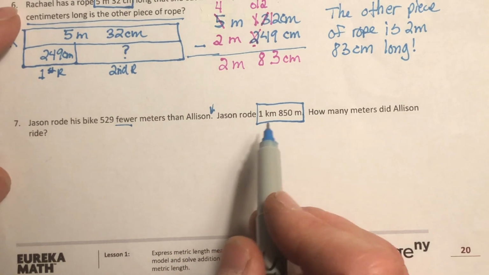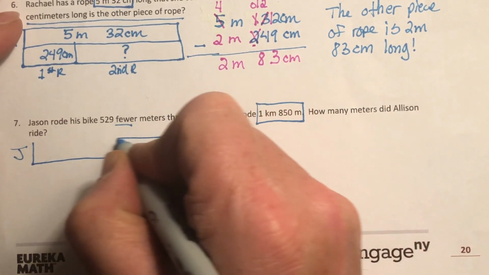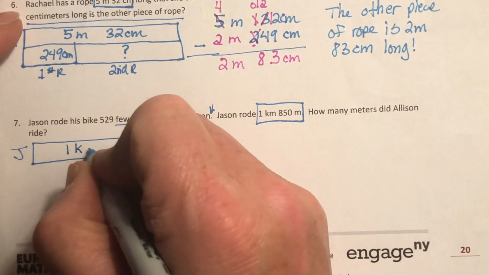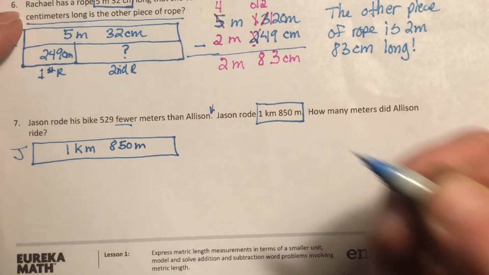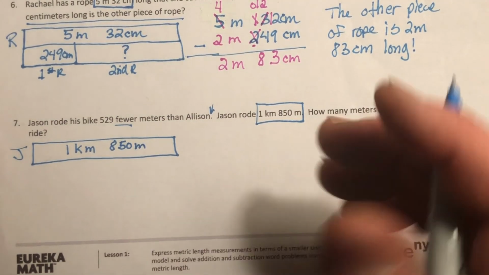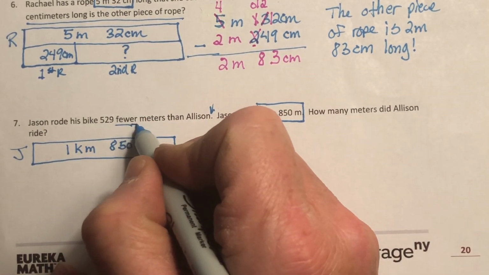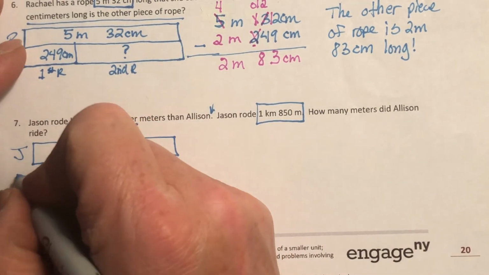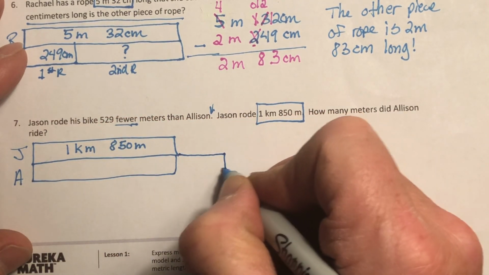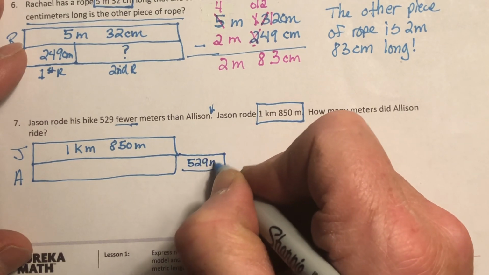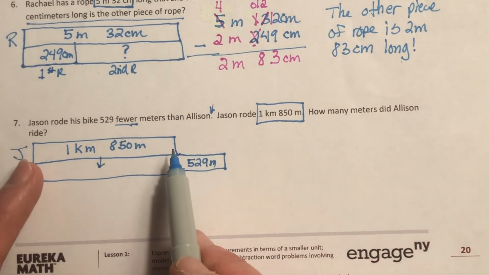So let's write down the bar for Jason because we know how long Jason's bar should be. So Jason's bar, or piece of tape, is 1 kilometer, 850 meters, okay? So that's how far he rode. But he rode 529 meters less than Allison. So Allison rode further. Allison rode 529 meters further. Okay? See how that works? So Allison rode that much further because Jason rode this much less.